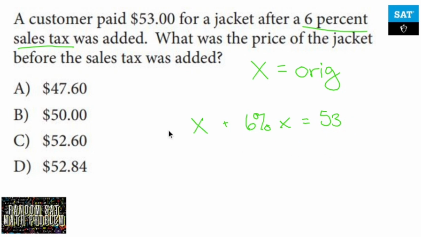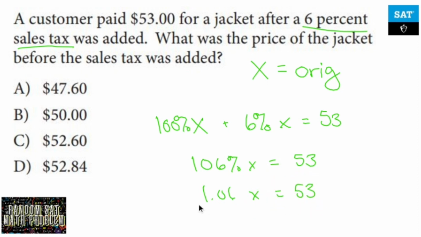Okay. Now, this is 1x or 100% x. So adding 100% x, the full price, plus 6% sales tax is going to give me 106% of x. That's going to equal 53. 106% is 1.06. So 1.06x equals 53. Divide both sides by 1.06, and you get 53 divided by 1.06, which is 50.